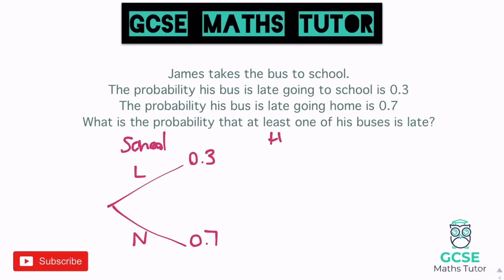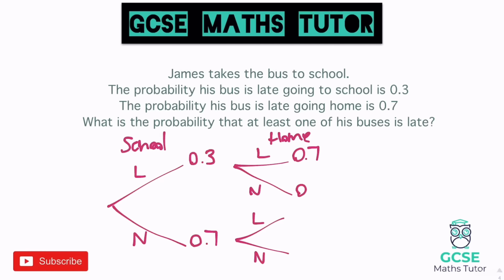Then we've got the next branch, which is going home. Now the numbers look quite similar here because we've got 0.7 in there again, but we've got late and not late, and again late and not late. But this time it says going home, the probability that's late is 0.7, so this would be 0.7, and again 0.3, and the same below, so 0.7 and 0.3. Now the question says to work out the probability that at least one of his buses is late. So this time it's not just one late, it could be late on both.